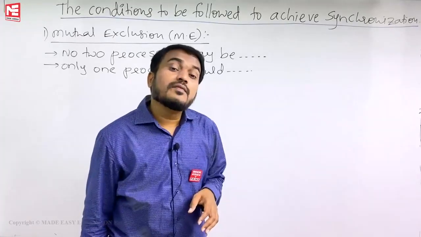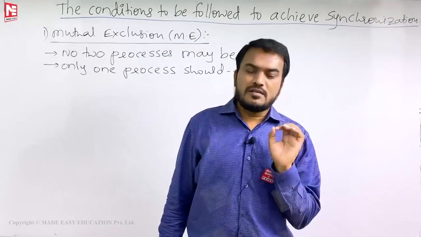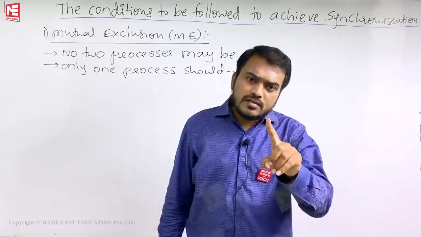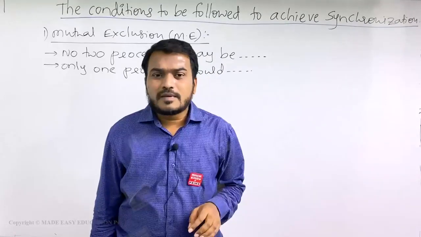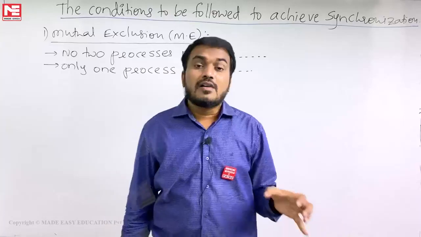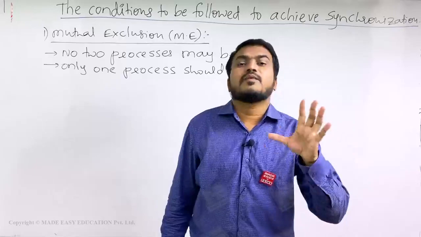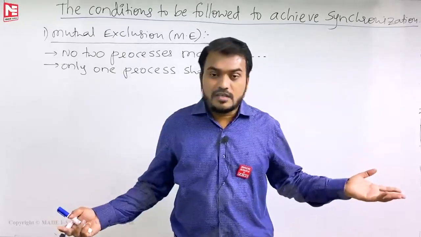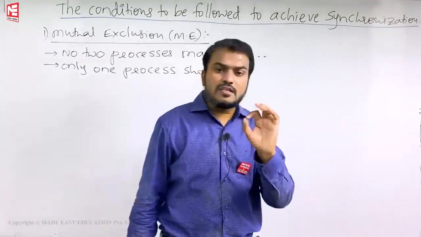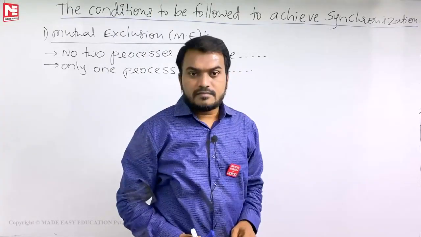Now tell me, what is the meaning of critical section? Critical section means shared variables or shared resources. I told you already, right? In the critical section, only one process should be present. What is the meaning of this? If you have any shared variables or shared resources, only one process should make use of the shared resources at any point of time. That's the meaning of mutual exclusion. That's the first condition you have to follow to achieve proper synchronization.